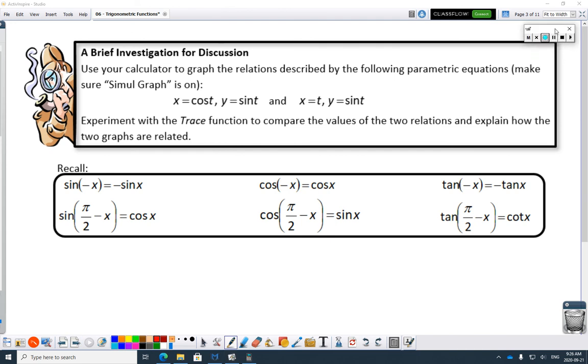Boy, it's good. Okay. A brief investigation for discussion. Use your calculator to graph the relation shown. Okay, here's a review of this.